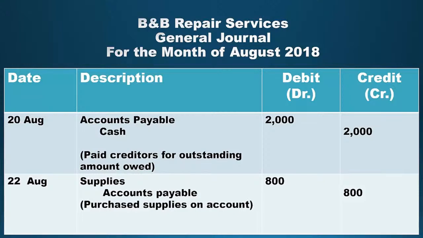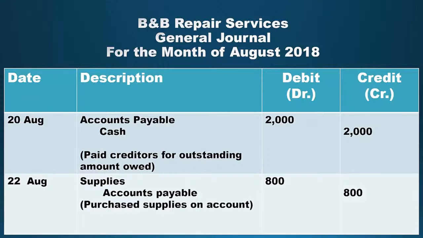To record this, we debit accounts payable for $2,000 to reflect the reduction in the liability. Credit cash for $2,000 to show the decrease in money. The narrative for this entry is paid creditors for outstanding amounts owed.